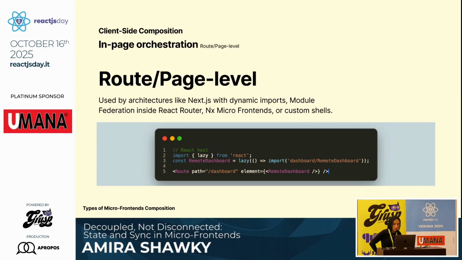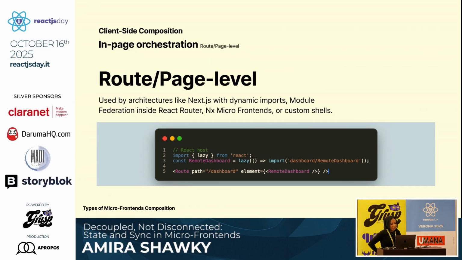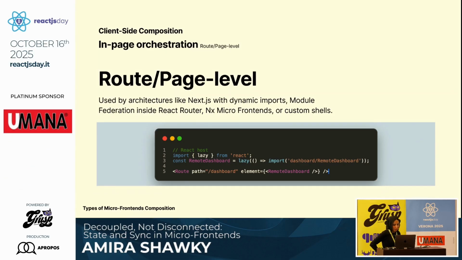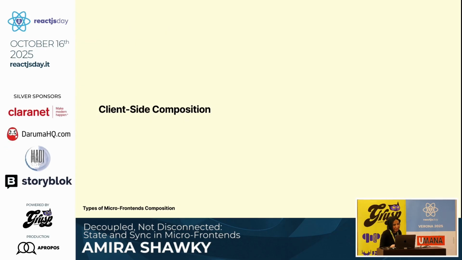Then the loaded component renders inside the shared application context. This architecture is used in things like Next.js with dynamic import, module federation inside React Router, or Nx micro frontends, or even custom shells. Finally, we're done with route page orchestration.